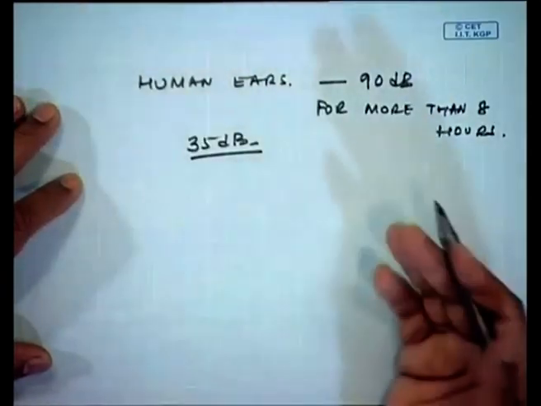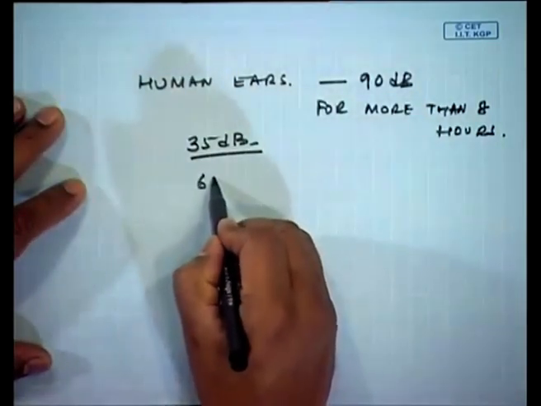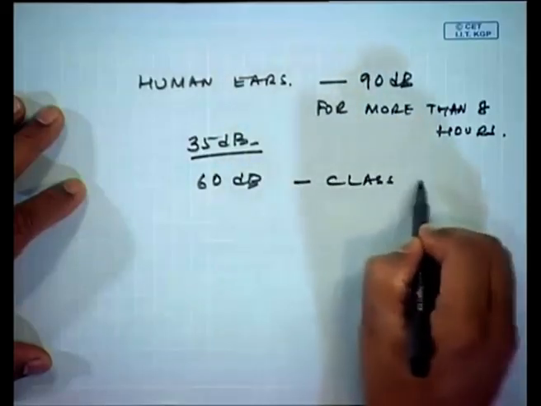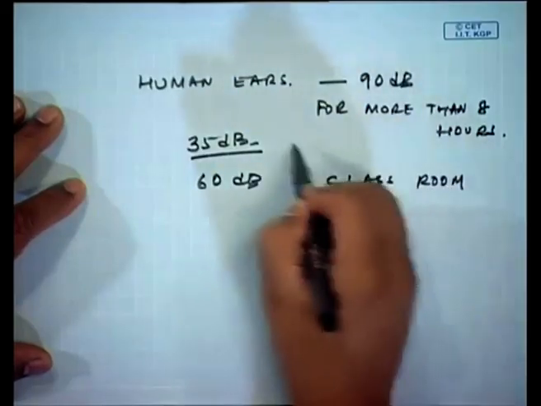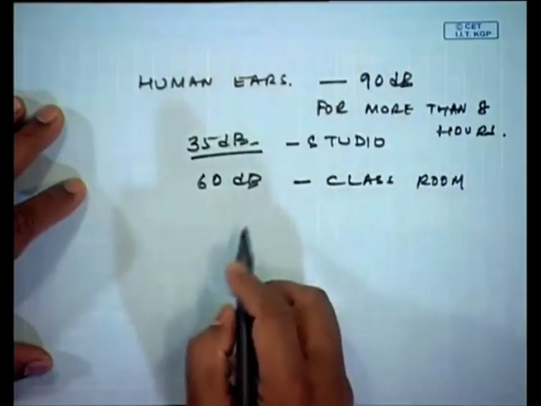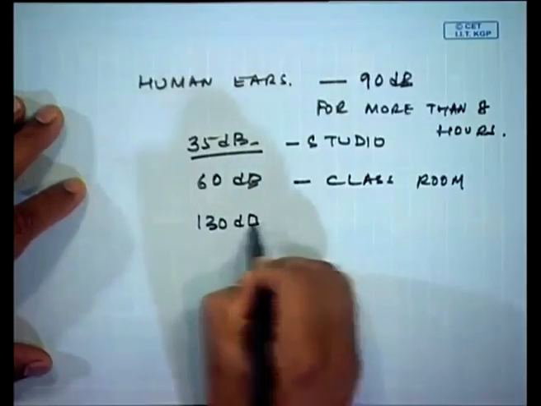Now, when somebody is speaking in a comfortable classroom, this could be about 60 dB in a classroom studio, and when an aircraft takes off, this could be about 130 decibel.